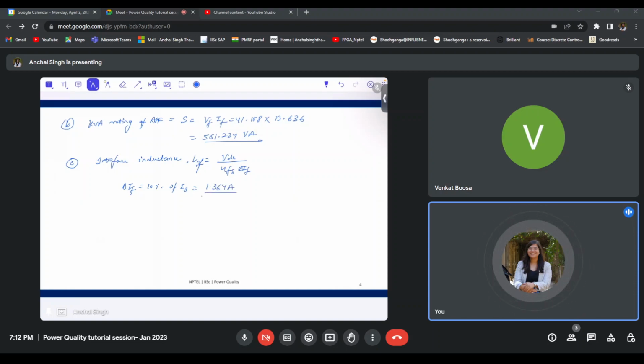So using this value in this equation, I'll be able to obtain the inductance as 200 by 4 into switching frequency, which is 10 kilohertz, 10 into 10 to the power 3, and delta IF is found out to be 1.364 amperes. So LF will come out to be approximately 3.667 millihenry. Okay. So this was our first problem.